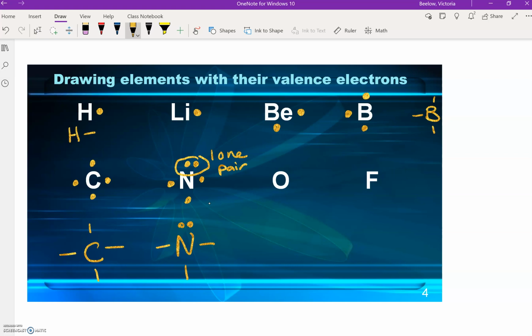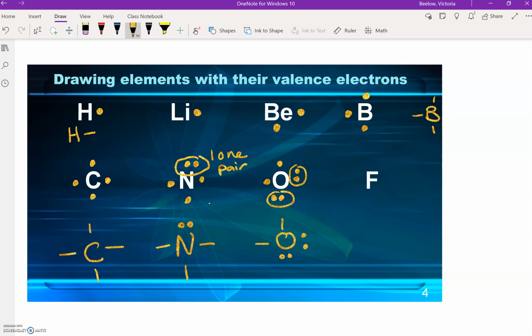Next, we have oxygen. Oxygen is in group 16, and it has 6 valence electrons. So again, it doesn't matter what side I start on, but I just have to make sure that I draw 1 on each side before I start pairing them up. So let's do that. So 1, 2, 3, 4, 5, and 6. So oxygen, you'll notice it has 2 lone pairs. Those lone pairs would not participate in bonding. So oxygen can form 2 bonds, and it will have 2 lone pairs.